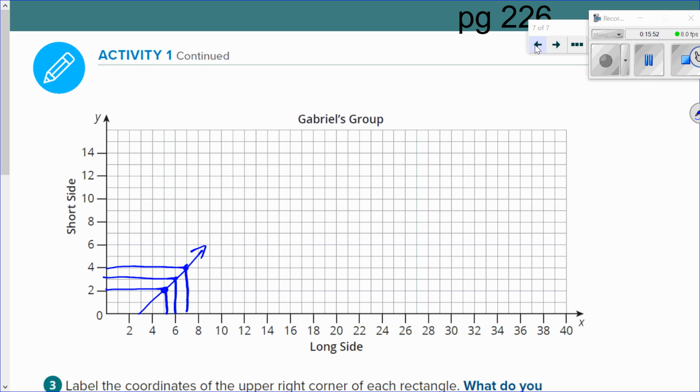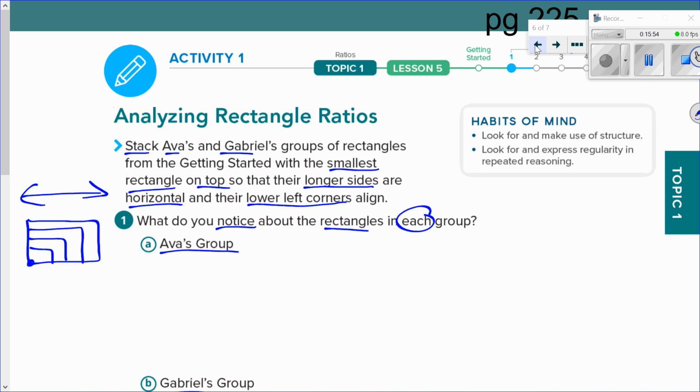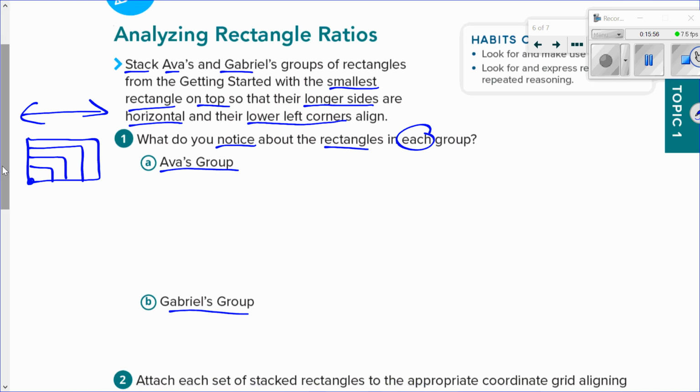Okay, let me get back to the first page. When you stacked up, guys, come on now. When you stacked up Ava's group's rectangles, what did you notice about the stack? They're getting further away. Okay, they were getting further away.